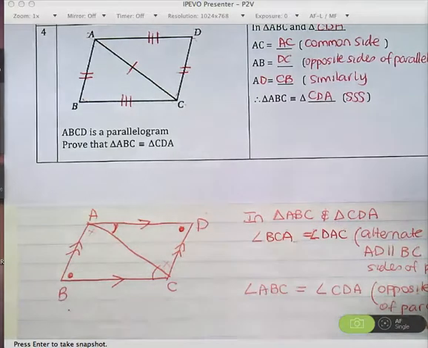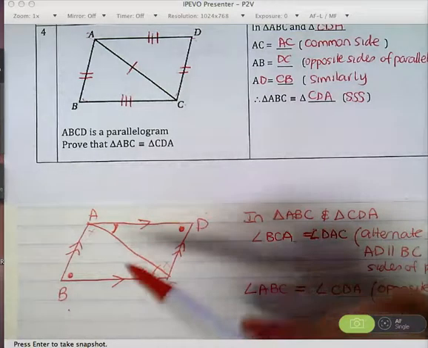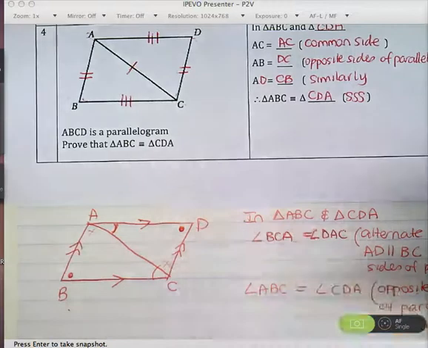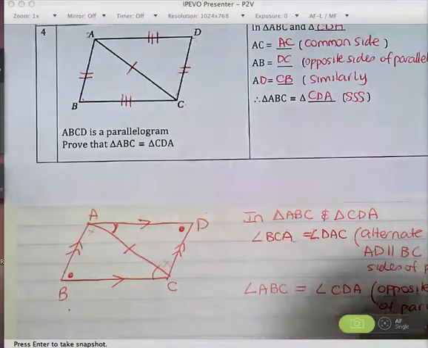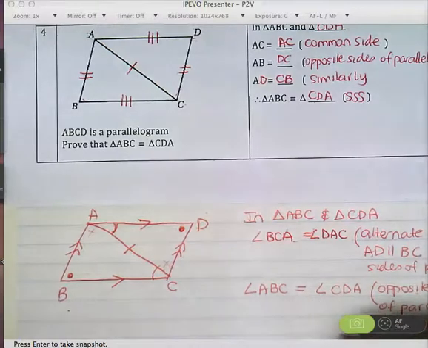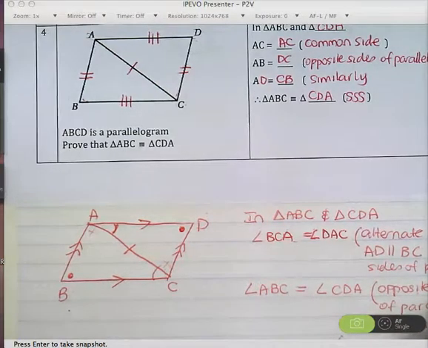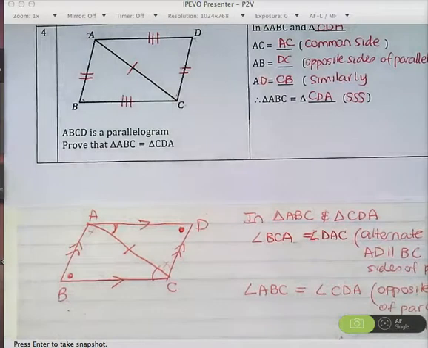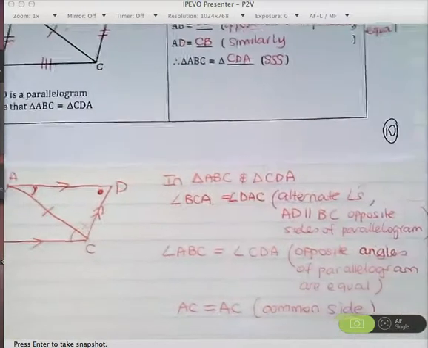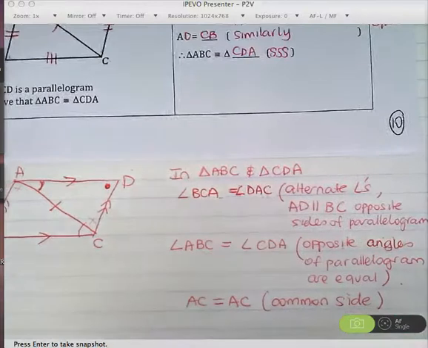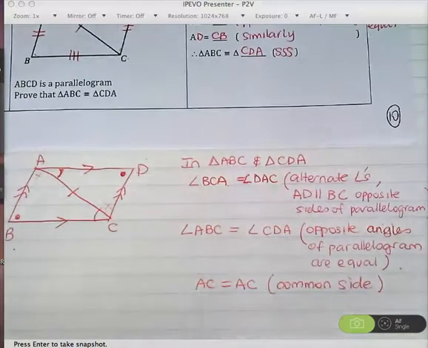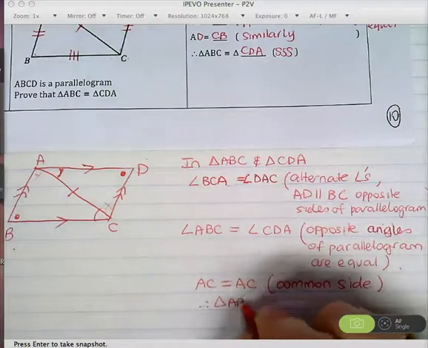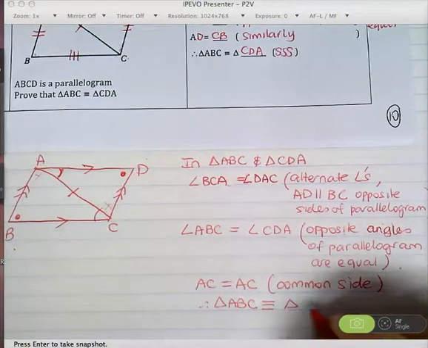So I've got 2 angles. I really need to find another side. I can do common side here. I can do the opposite sides of the parallelogram are equal. I can do these sides are equal. I might just do common side. So I've got that AC equals AC, and that it's a common side. Okay, whoops, I'm running off the paper there, sorry about that. So AC equals AC, common side. And so therefore triangle ABC is congruent to triangle CDA.